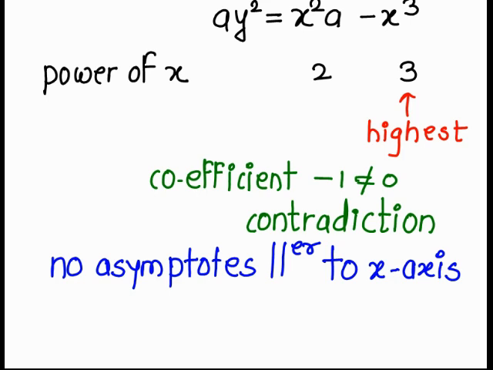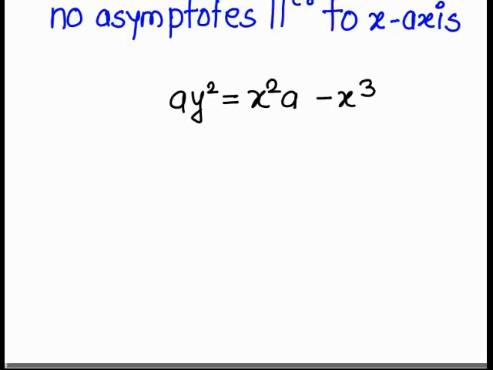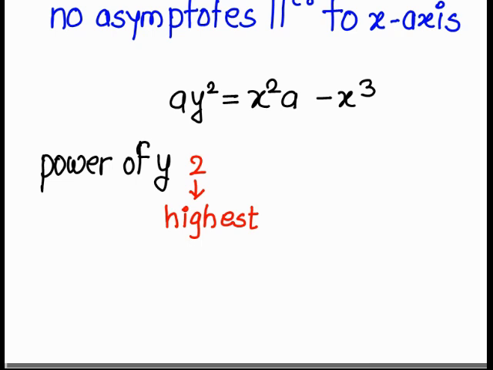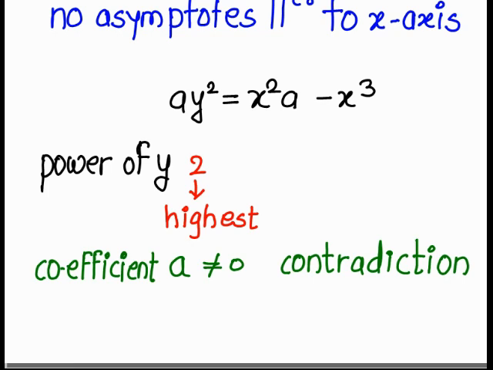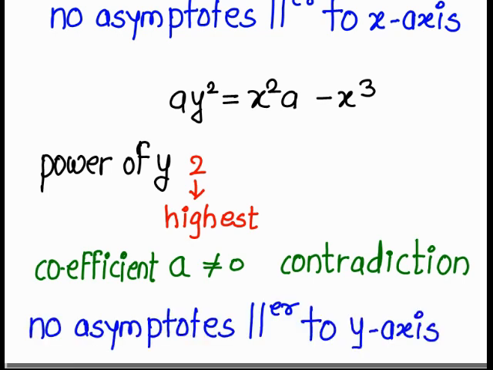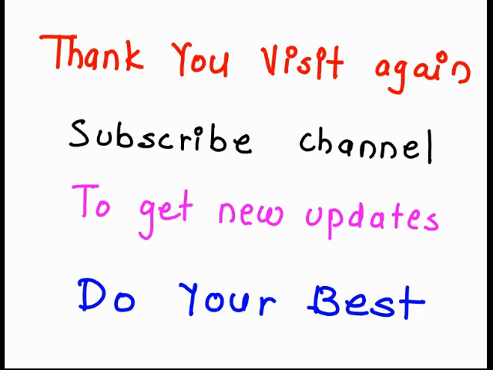Now we need to find an asymptote parallel to the y-axis. For the asymptote parallel to the x-axis we found the power of x, so here we find the power of y. Again consider the equation of the curve. Now we find the power of y. The power of y is 2 only, which is the highest, and the coefficient of that power, y square, is a. Equating a equal to 0 is a contradiction, which means there is again no asymptote parallel to the y-axis for this particular curve. Hope you understand these two steps.